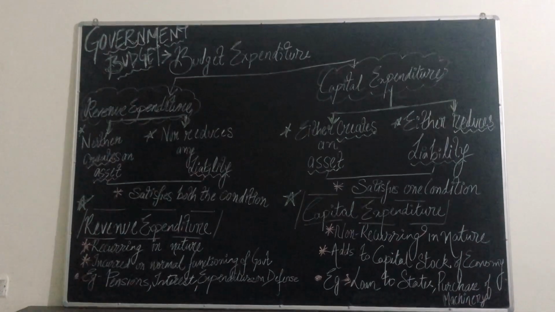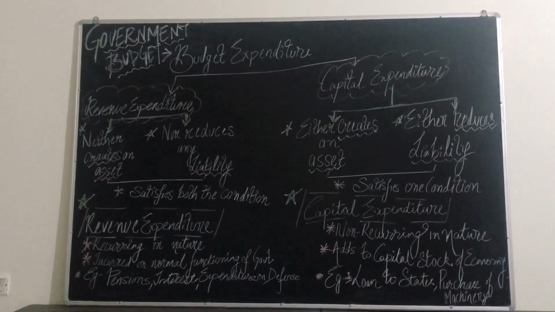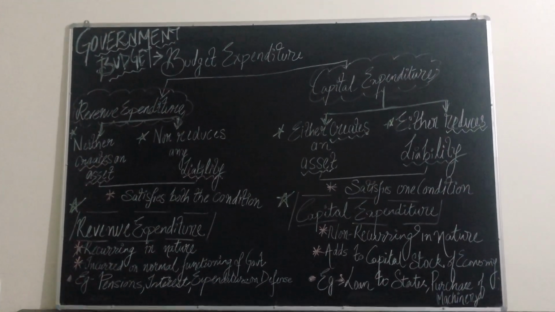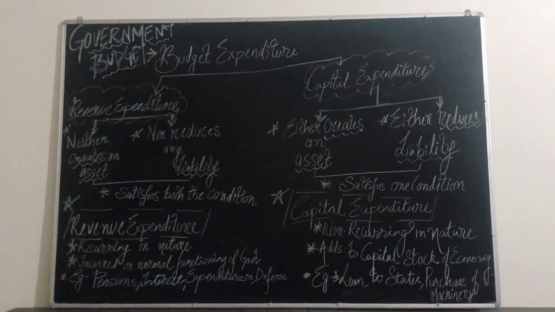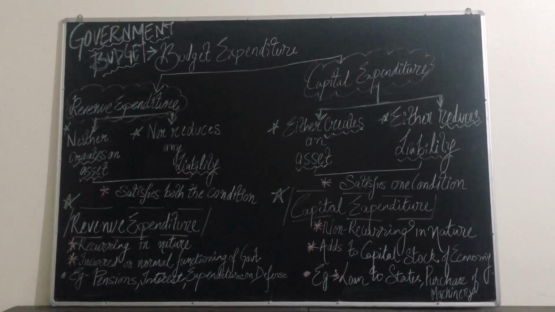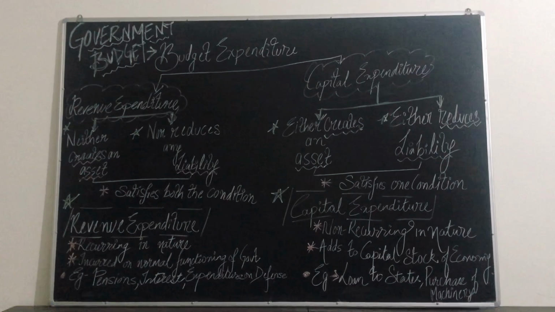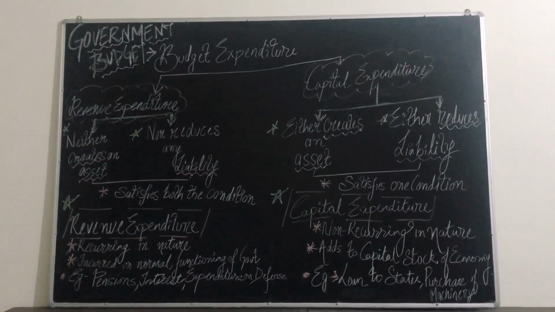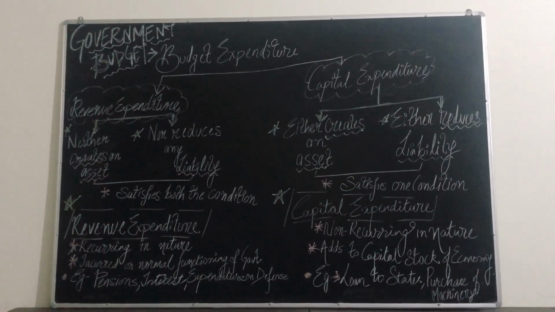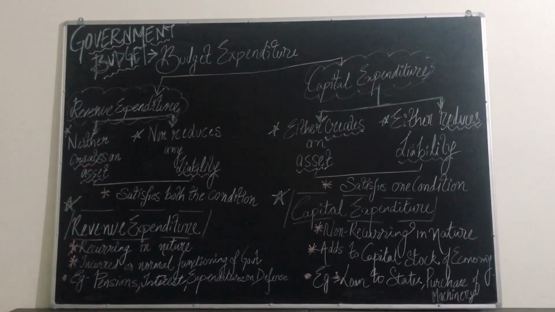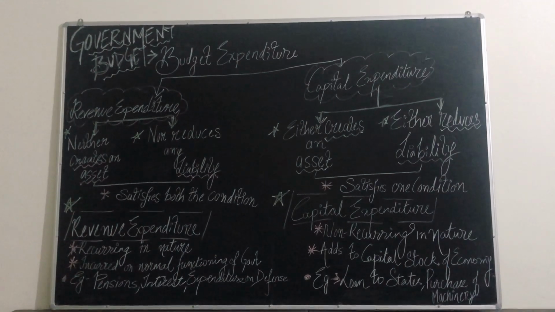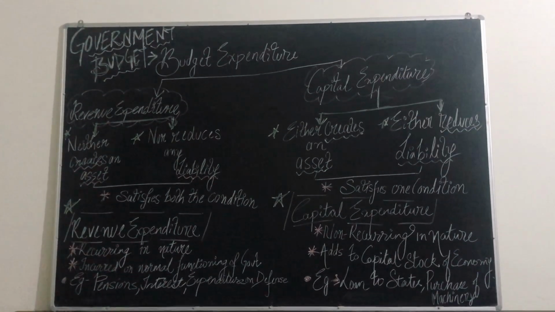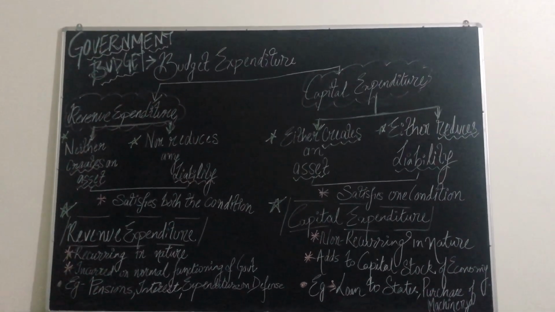Now, the second type of expenditure is capital expenditure. Capital expenditure is that expenditure which either leads to a creation of assets or leads to reduction in liabilities. It has two characteristics. Number one, it creates assets for the government. For example, purchase of shares by the government is an example of capital expenditure. Second feature, it causes reduction in liabilities of the government. For example, repayment of loans reduces liabilities of the government, so it is treated as capital expenditure.